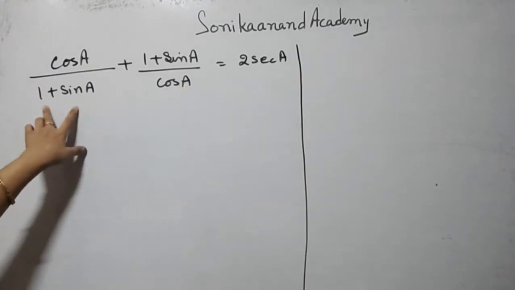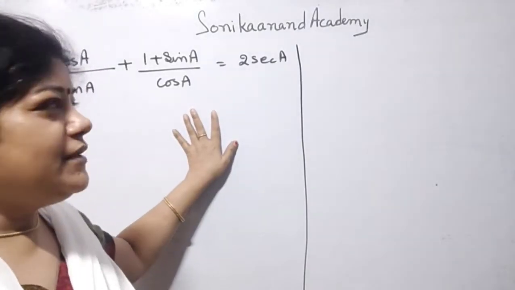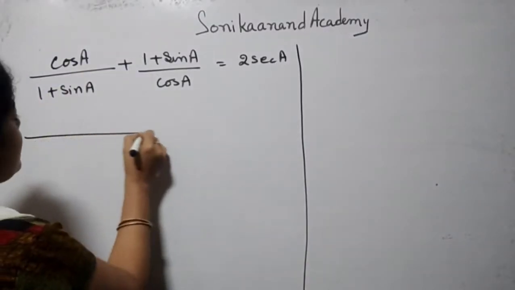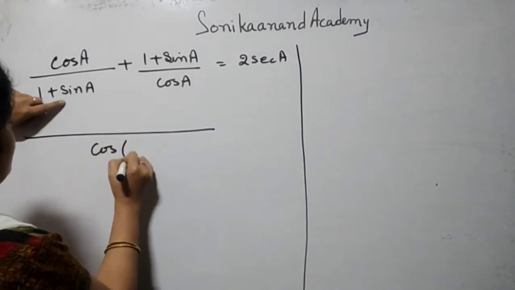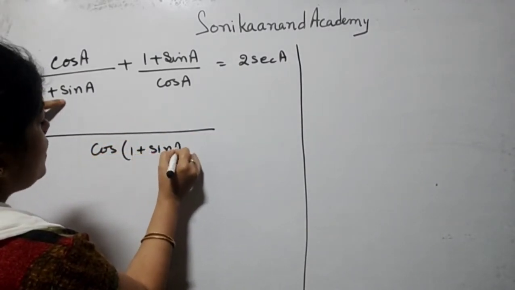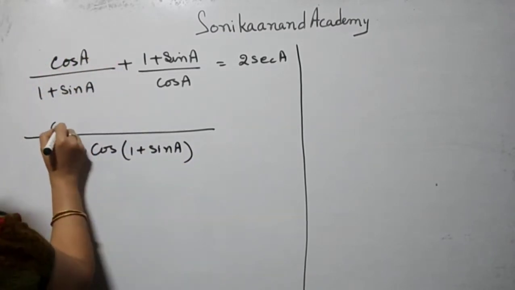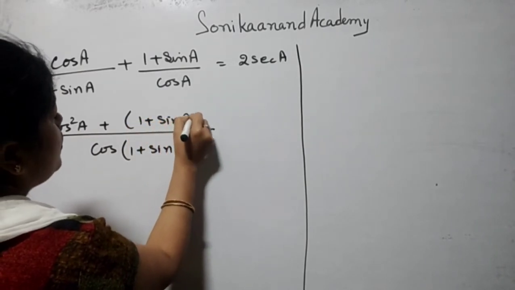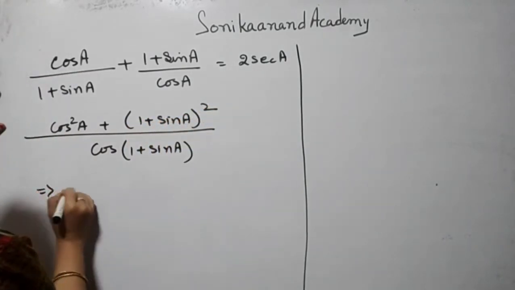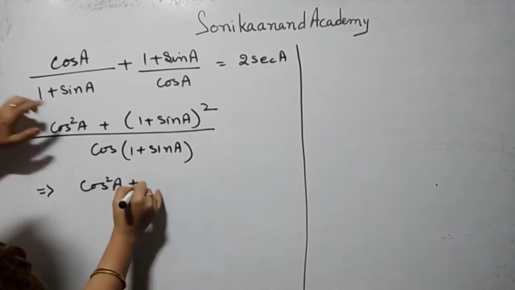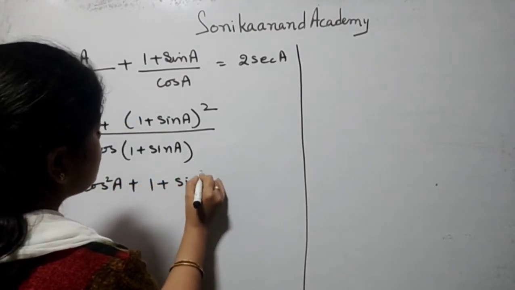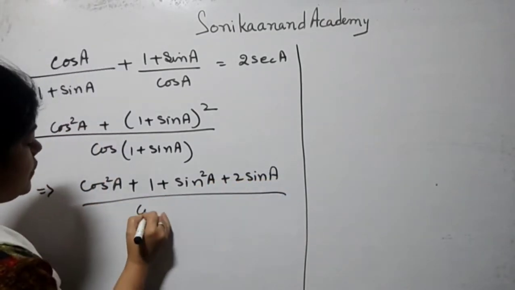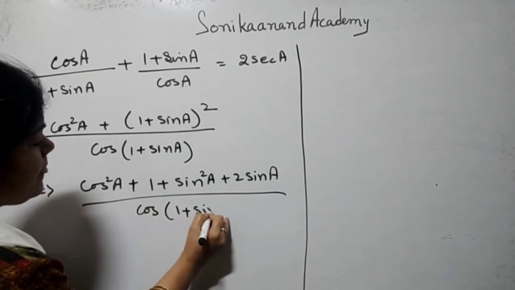Here they have already converted into cos theta and sin theta, and we have to bring it to this format. So we simply use our rational properties. We multiply it by cos a into 1 plus sin a. Okay. Now cross multiply, we get cos square a, and here we get 1 plus sin a whole square. Now solve it. Cos square a, and this whole square is 1 plus sin square a plus 2 sin a. And here we get cos a into 1 plus sin a.